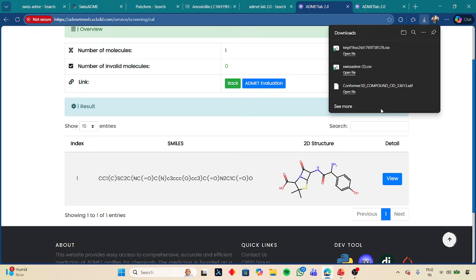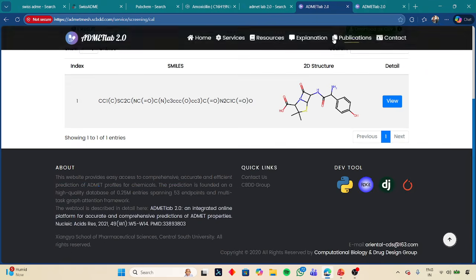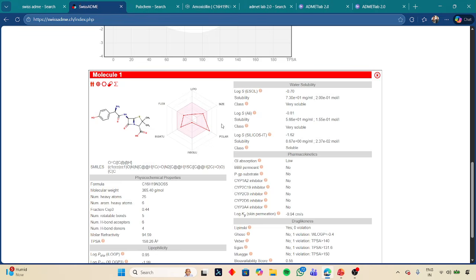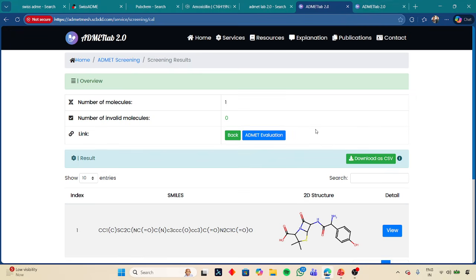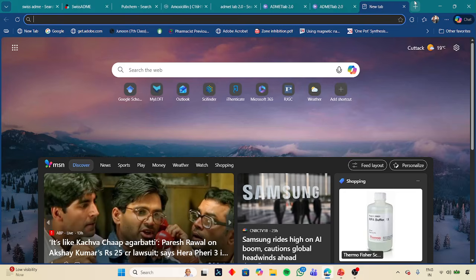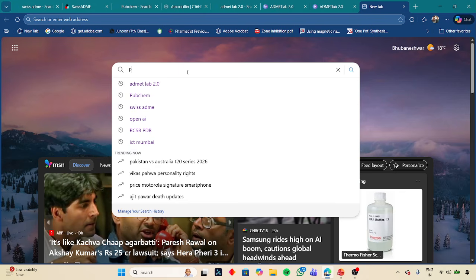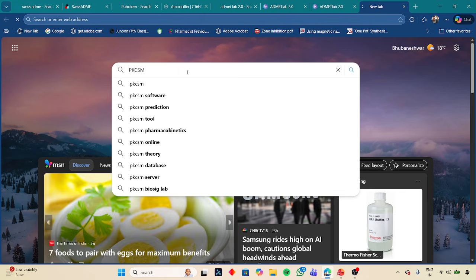So in this way, we can analyze the ADME by using the SwissADME, and you can analyze your drug molecule, the toxicity study, by using ADMET Lab 2.0. Apart from that, there is pkCSM, so you can demonstrate pkCSM as well. Here in pkCSM, we simply go to pkCSM and the same process we have to do.